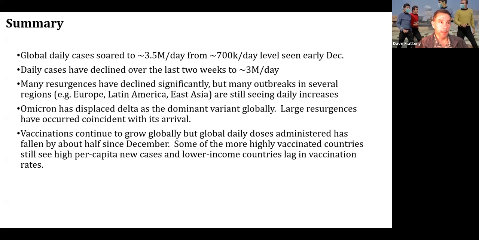I have some data on the variant proportions, and you'll see just about everywhere Omicron has displaced Delta as the dominant variant, which was when we talked about it in December. It was looking like it was starting that way, but we didn't have the results yet. But it's very clear, and I'll show some data on that. Vaccinations continue to be administered, but the daily doses administered across the planet are about half what they were in December. So vaccination rates are declining, and there certainly are places, particularly in Africa, where vaccination rates are still quite low.